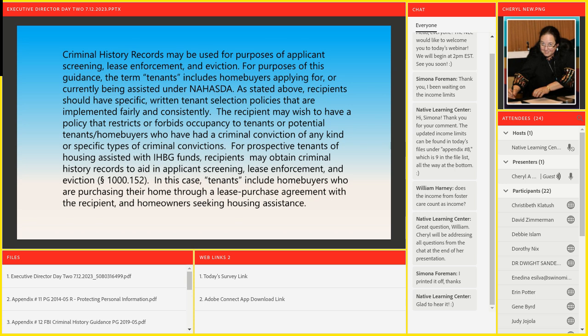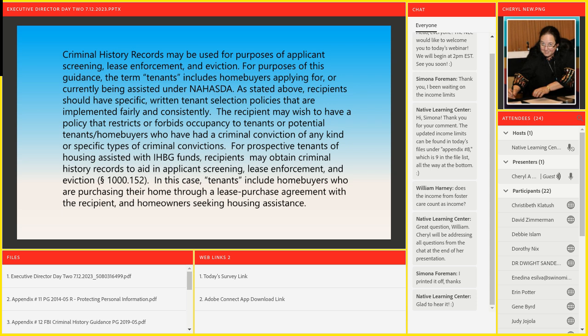For purposes of this guidance, tenants include home buyers applying for, or currently being assisted under, NAHASDA. As stated above, recipients should have specific written tenant selection policies that are implemented fairly and consistently. And the recipient may wish to have a policy that restricts or forbids occupancy to tenants or potential tenants or homebuyers who have had a criminal conviction of any type or kind, or specific types of criminal convictions. For prospective tenants of housing assisted with block grant funds, recipients may obtain criminal history records to aid in applicant screening, lease enforcement, and eviction.